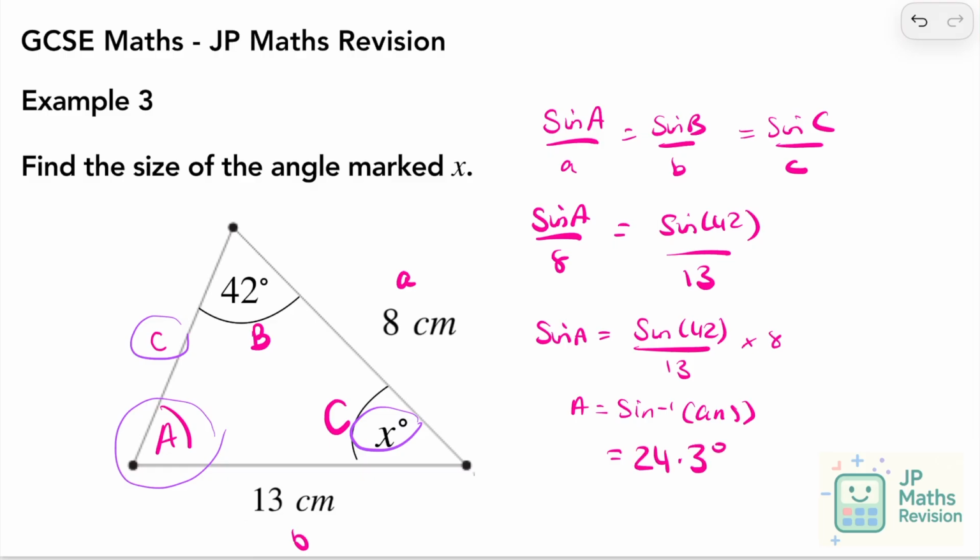So I know that A is 24.3 degrees, and I also know that angles in a triangle add up to 180. So to work out what x is, I'm going to do 42 plus 24.3, and then I'm going to subtract my answer from 180. So I have 42 plus 24.3, I'm going to work that out, and I'm going to subtract it from 180, and I end up with 113.7 degrees. So that is the answer to this question.